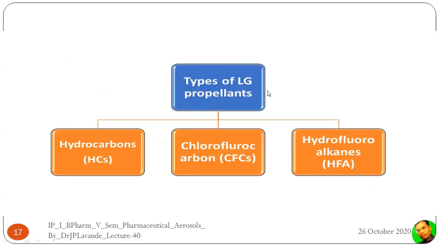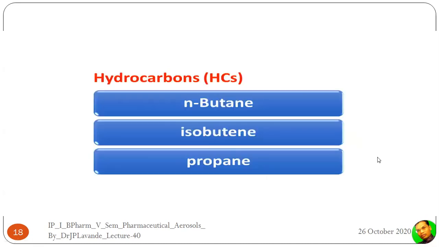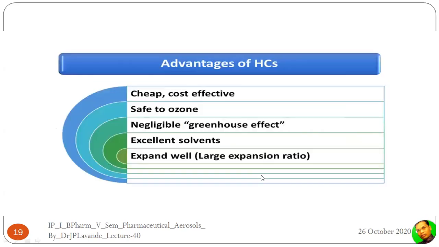Now, if you see the types of liquefied gas propellant, there are three different types: hydrocarbons, that is the HCs; chlorofluorocarbons, that is the CFCs; and the hydrofluoroalkanes, that is the HFAs. The examples of the hydrocarbons are n-butane, isobutane, and propane.